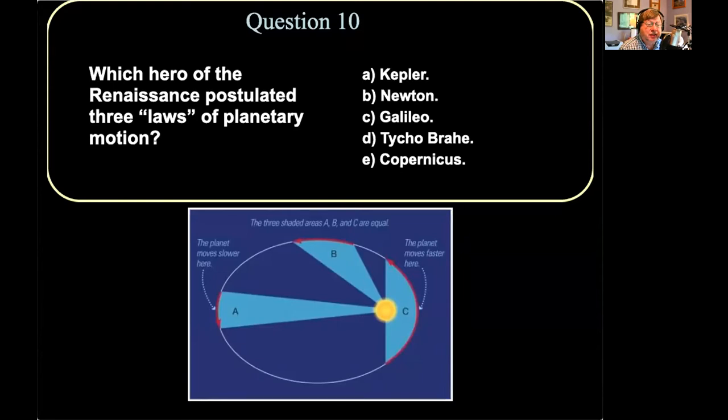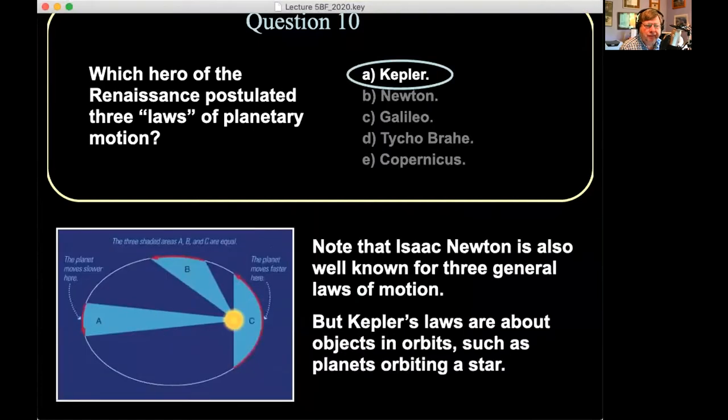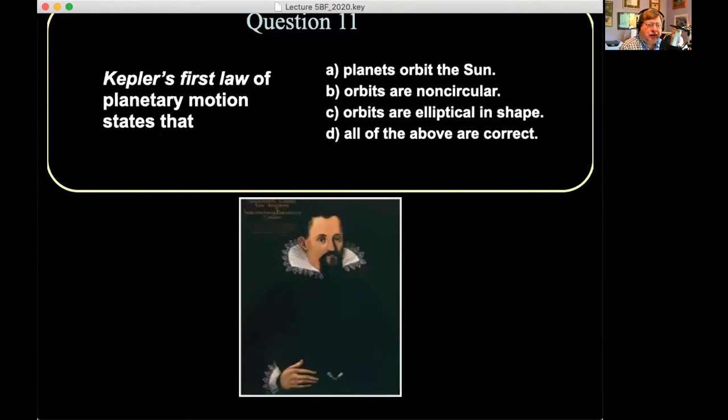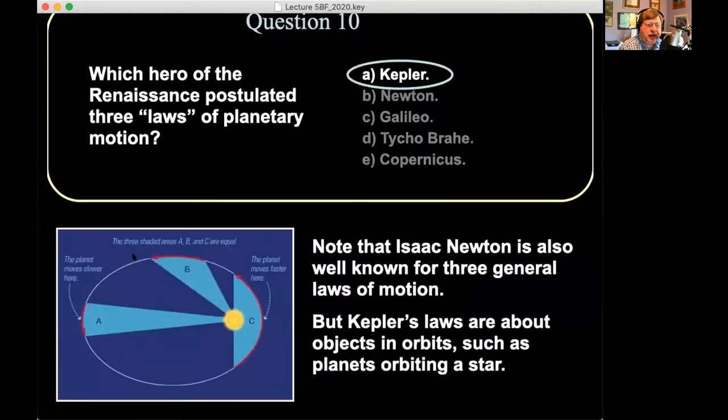Copernicus never postulated the 3 laws of planetary motion. Copernicus was identified with creating the heliocentric universe, the sun-centric universe, but he used circles, so it wasn't good as a mathematical prediction. Okay. So certainly Newton had 3 laws, but they weren't the laws of planetary motion. They were the general laws of motion.